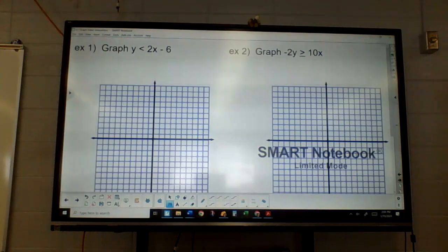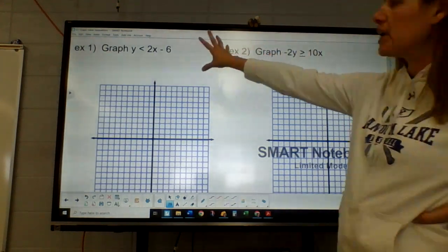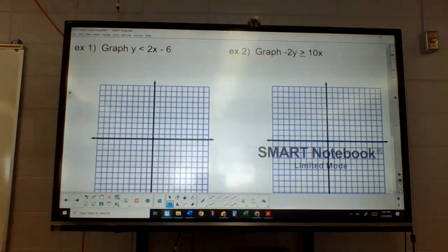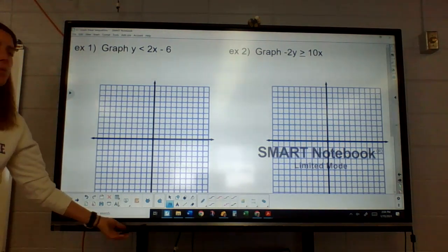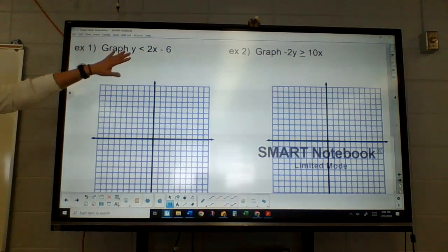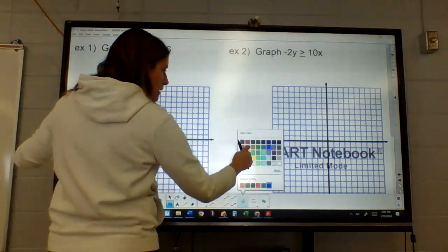So on this backside, this equation's already in slope-intercept form, which is really, really nice. That takes a lot of the work out of this. We'll deal with it when it's not that way after our break. So we're going to start by graphing this. So this is already in y equals mx plus b.